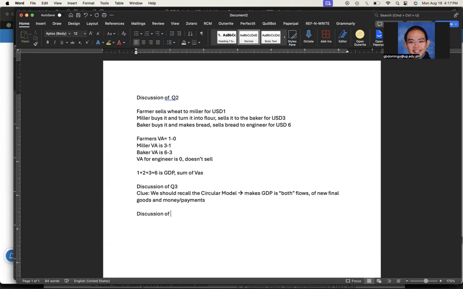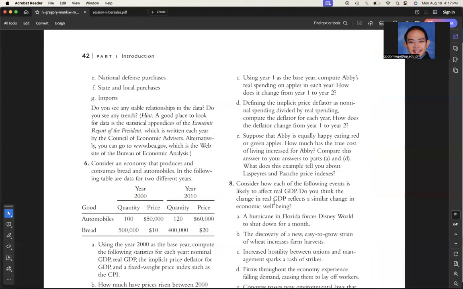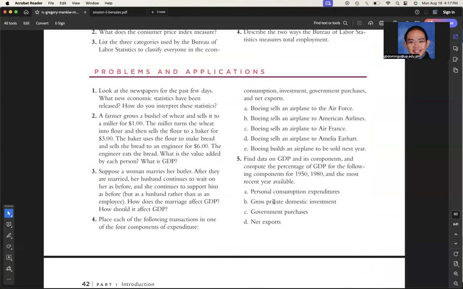Discussion of Q4, which is investment. Place each of the following transactions in one of the 4 components of expenditure: consumption, investment, government purchases, or net export. So I should say the expenditure side. We began this particular video talking about the expenditure side. So let's do it. When Boeing sells an airplane to the Air Force, the Air Force is part of the US government, and this represents consumption by the US government. Therefore, it's part of G.